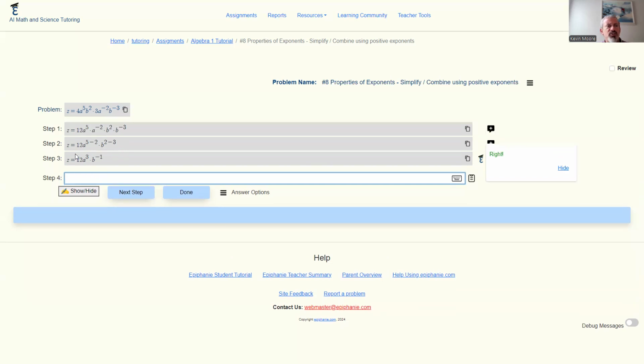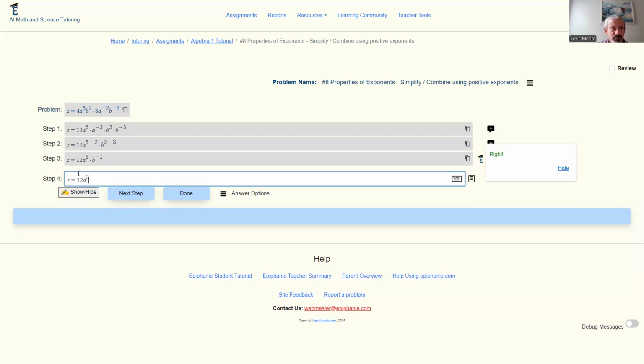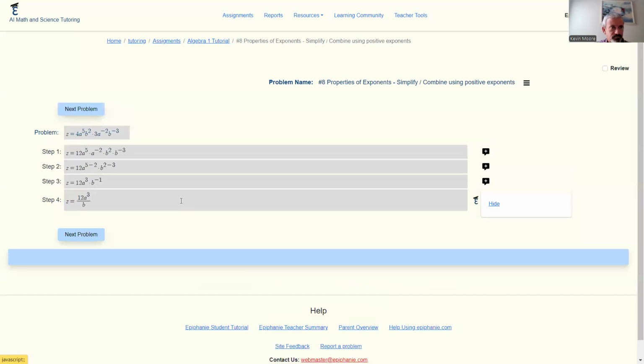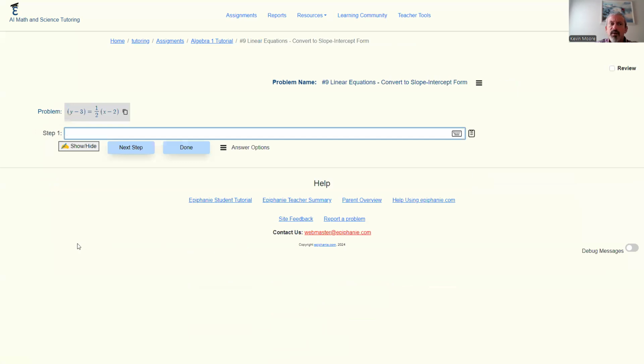And this problem says I should use only positive exponents, which means I have to make the negative exponent a fraction. That's z equals 12a cubed over b. And I showed you before, if it didn't select the entire numerator, how you can use shift select to select the part that you want, or you can put that in parentheses. That also works as a way of selecting the numerator of a fraction. And that covers it for the types of problems you typically see.